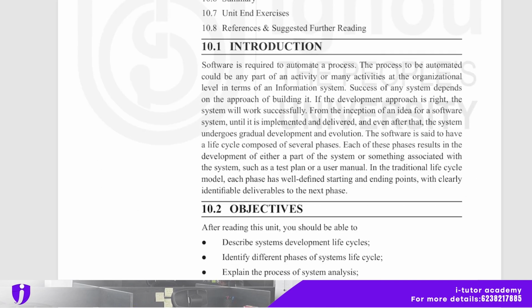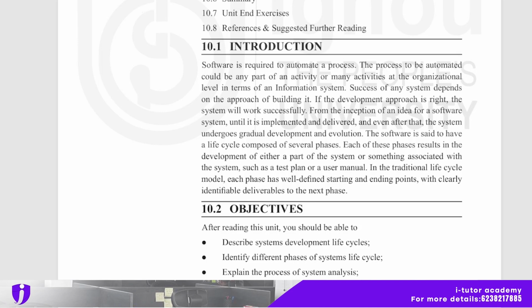Software is required to automate a process. The process to be automated could be any part of an activity or many activities at the organizational level in terms of an information system. Success of any system depends on the approach of building it. And if the development approach is right, the system will work successfully from the inception of an idea for a software system until it is implemented and delivered. And even after that, the system undergoes gradual development and evolution.